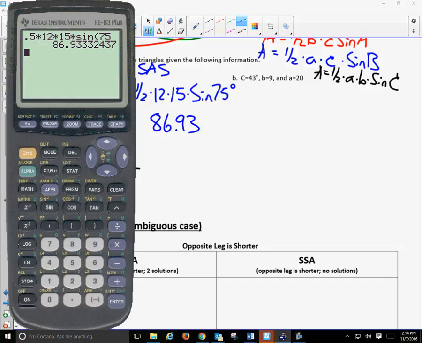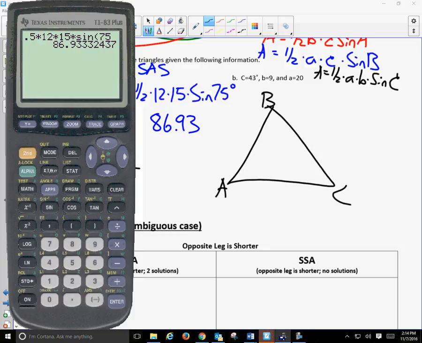Again, the next one. You have A, B, and C. Angle C is 43 degrees. Side B is 9. Side A is 20. We don't know angle C. I don't care about A, B, and C and looking at the formula. What I care about is this: am I given side angle side?